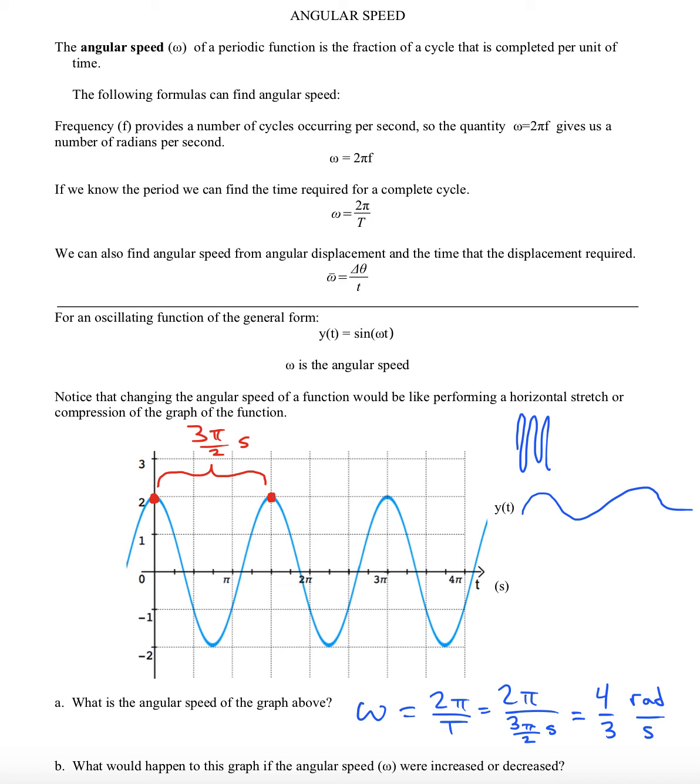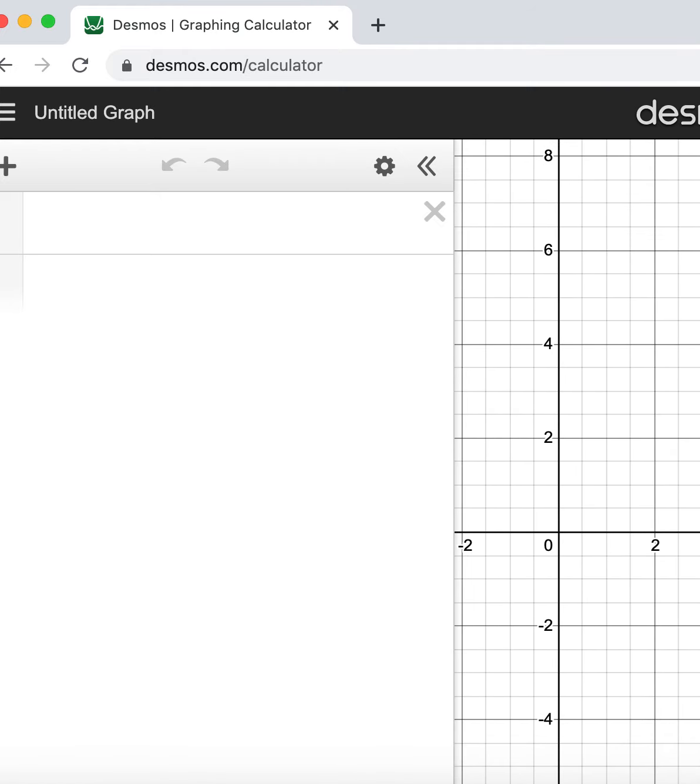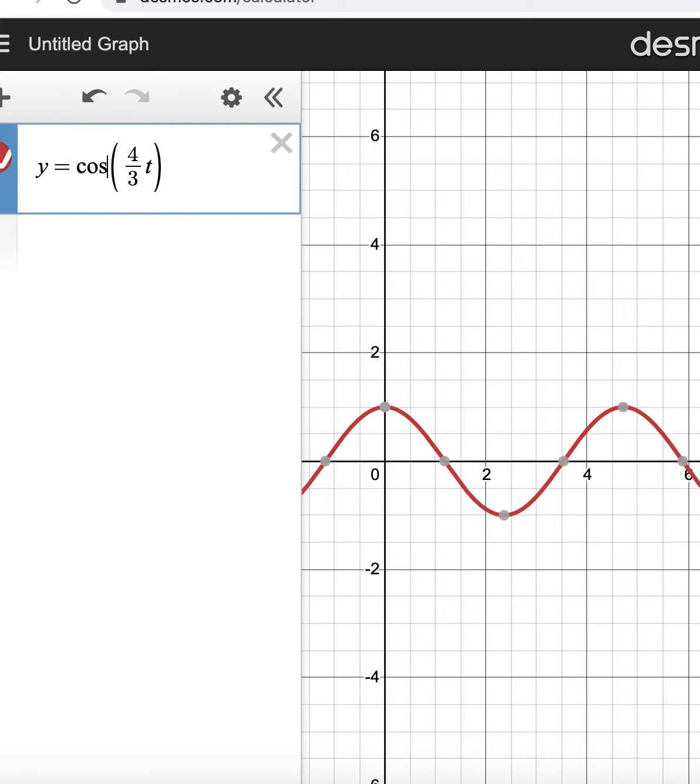Now, what would happen to this graph if the angular speed were to be increased or decreased? To investigate this, I'll go to desmos.com and we'll just plot a periodic function. Alright, so here I have the graph of y equals cosine of 4/3 t. What we want to do next is change the angular speed. The angular speed is the 4/3. Now, if we double it to, say, 8/3, what will happen? Will it be a compression or a stretch?